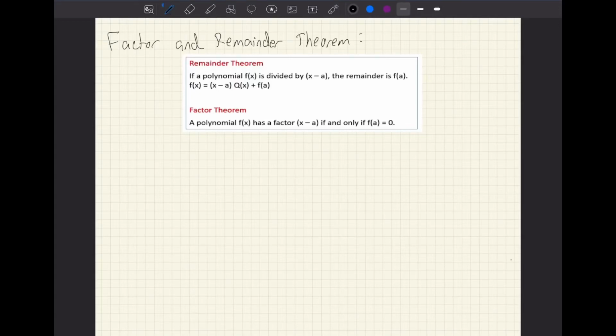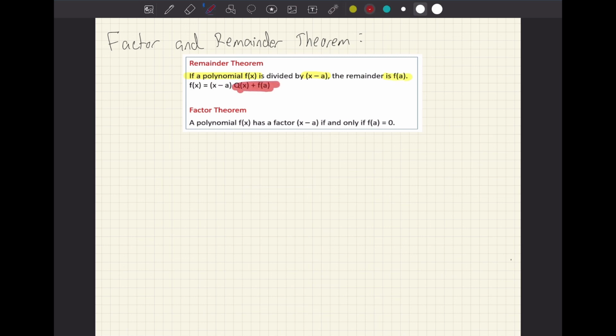Okay, so this is going to be a quick video covering the factor and remainder theorem. This is basically a theorem made by the French mathematician Etienne Bezout, I think his name was. I may have butchered the name, but let's read the definition together. If a polynomial f of x is divided by x minus a, the remainder is f of a.